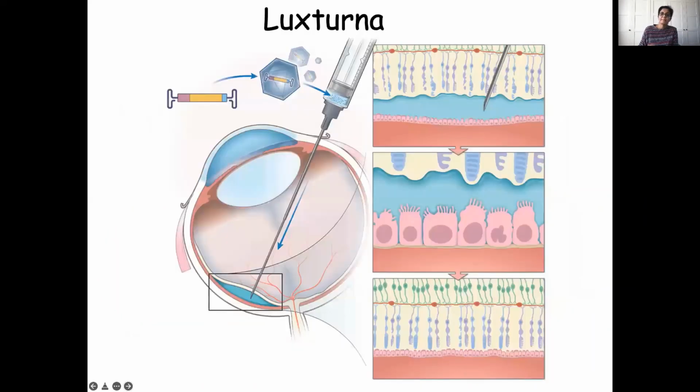And in this case, a gene therapy called Luxturna has been developed, where adeno-associated viruses have been used with the gene expressing RPE65, which can be directly injected into the retina, and these cells start to express RPE65, and the retinal degeneration can be halted or cured to some extent.